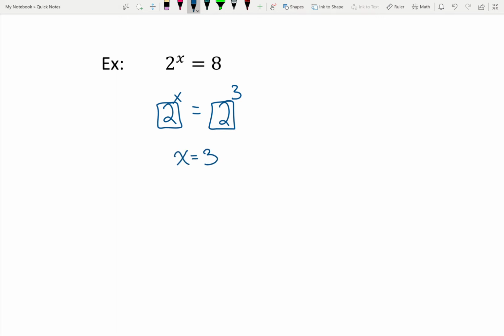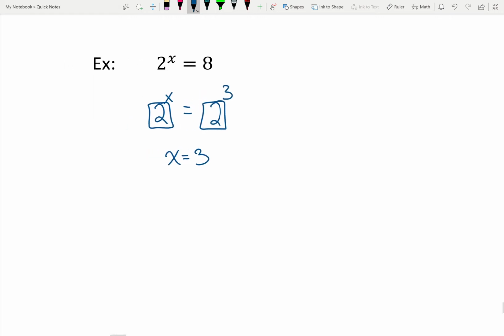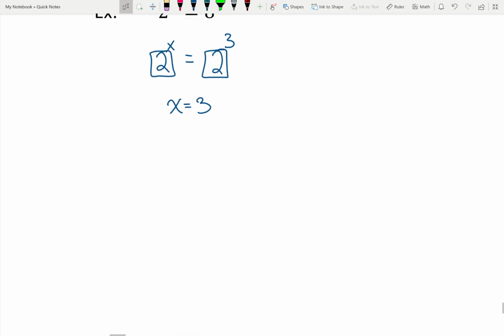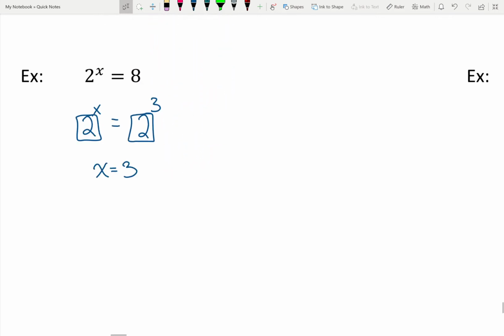All right, so once you get their base to be the same, you can equate the exponents. And that's an easy way to solve for x. Now obviously that was a very trivial example, but we'll get into more fun ones in a second.